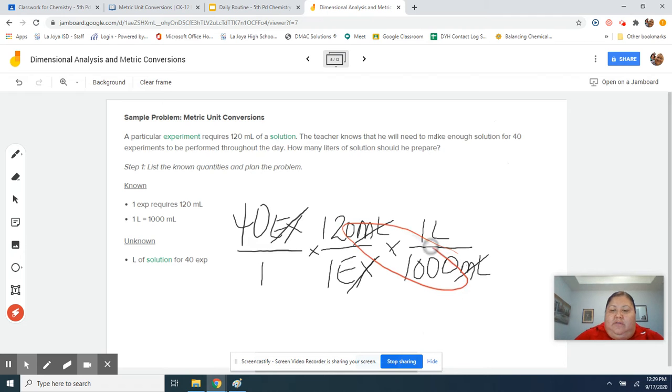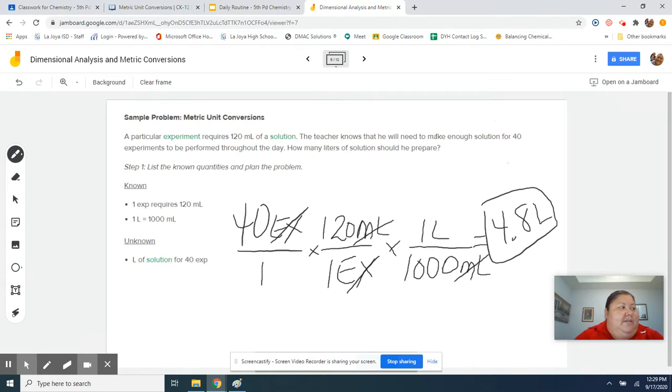Now, what am I going to do here? What's the next step if they're on opposite sides? Divide. Do it. Divide those 4,800 by 1,000 and see what you get as your final answer. I got 4.8. Did everybody else get 4.8? Yes. And what's my unit? What's the letter that goes behind it? L. Capital L, right, Mel?